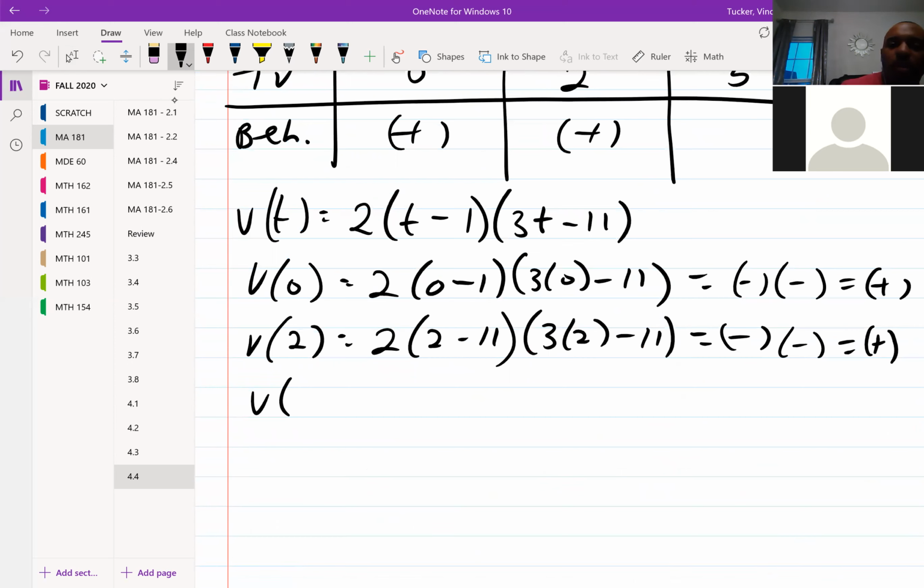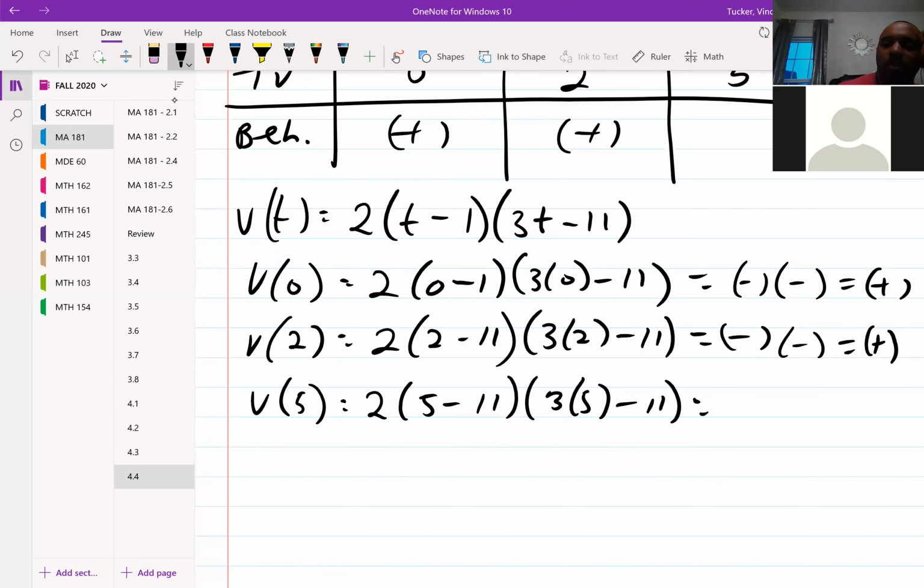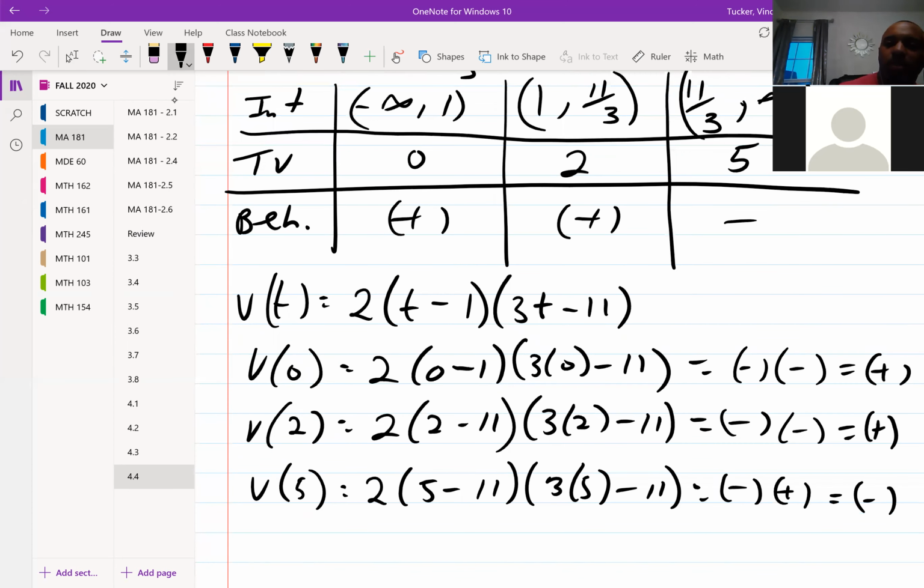And then plugging in positive 5. So that's going to be negative 15. That's going to be positive. So a negative result.